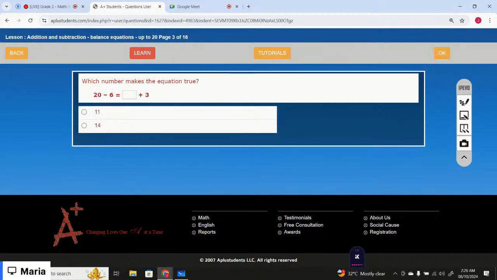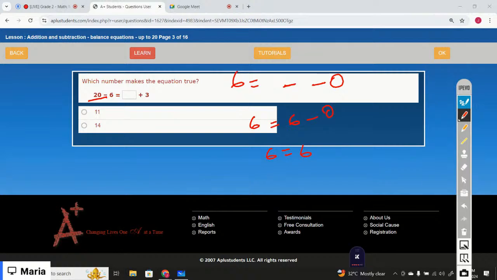Okay, which number makes the equation true? So which is the correct option? So solve this side. 20 take away 6 is 14. Now which number when added to 3 makes 14? Which is the correct option?